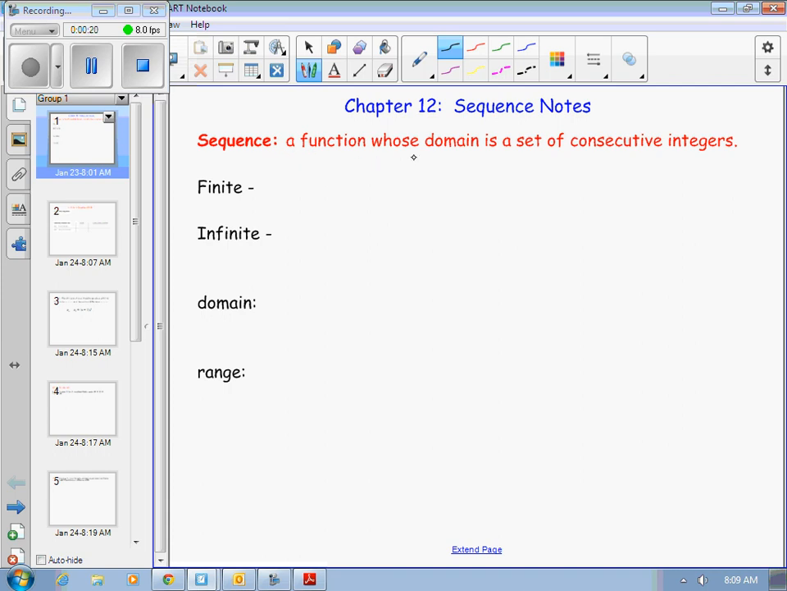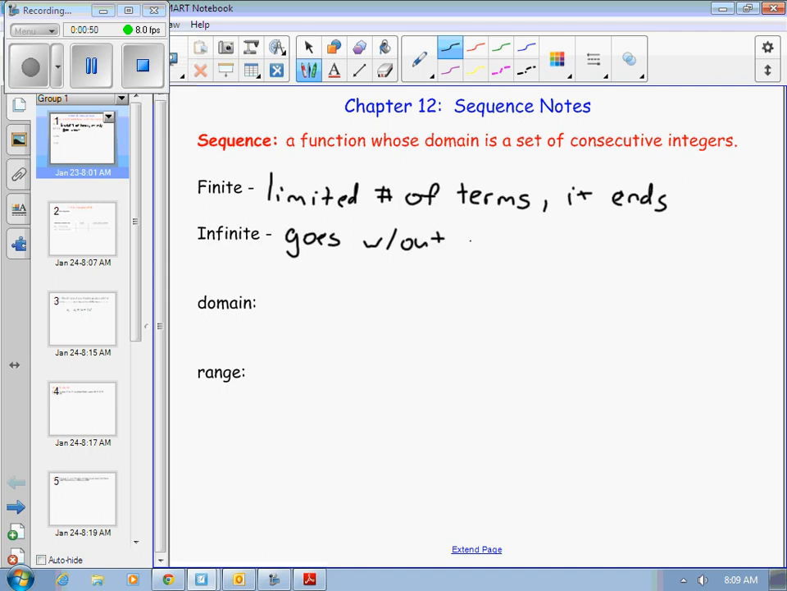A sequence is a function whose domain is a set of consecutive integers. A finite sequence has a limited number of terms. You're going to hear the word terms a lot with this material. The other thing you can say about a finite sequence is that it ends. An infinite sequence obviously goes on forever without stopping. So there's going to be one major difference between the two of them: one ends and one doesn't.